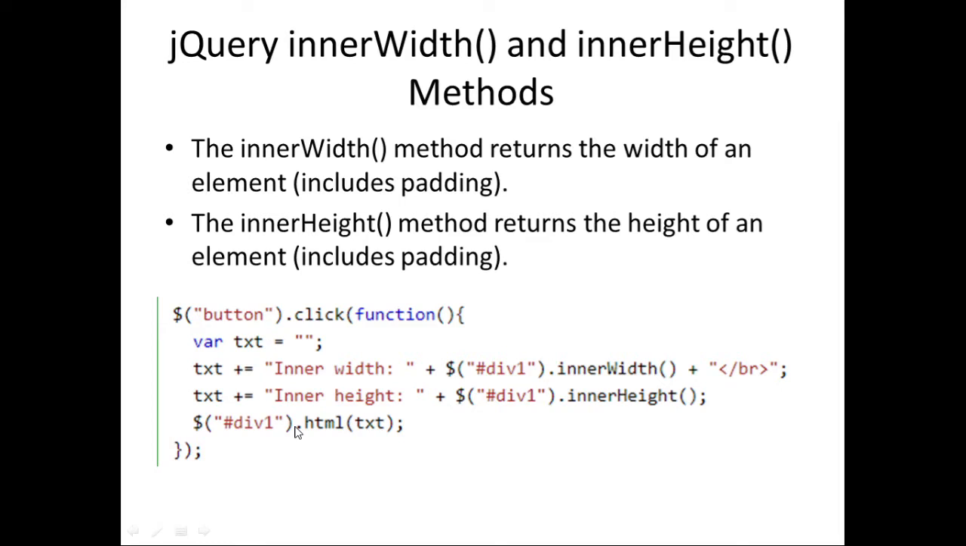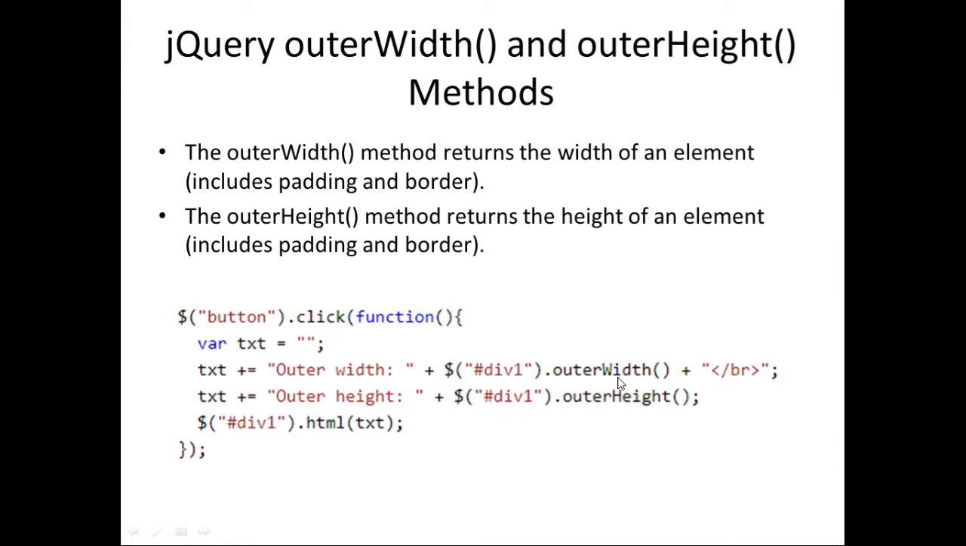So innerWidth and innerHeight. The innerWidth method returns the width of an element, and it includes padding, and the innerHeight method returns the height of an element and includes padding also. So in this example, very similar to the previous example, but instead of using just width or height, we use innerWidth and innerHeight, and then display the output. So we can use this one to get the width and height.